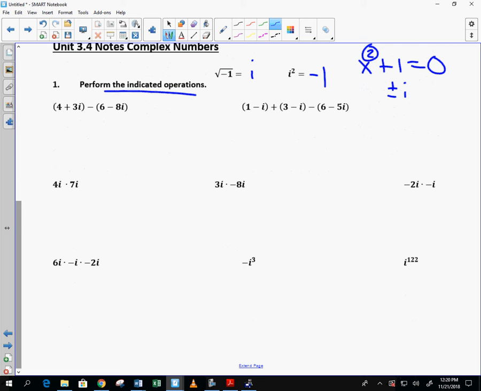Perform the indicated operations. Super easy. 4 plus 3i minus 6 plus 8i. All you do is you combine the real parts, you combine the imaginary parts. 4 minus 6 is -2. 3i plus 8i, 11i. How's that? See lots of smiles.